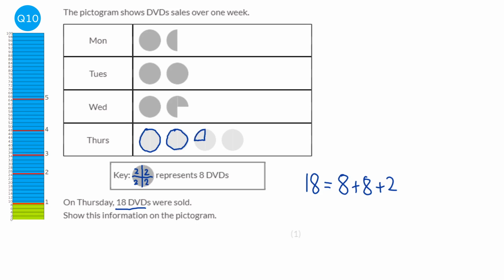And so that would be 8 for the first one, 8 for the second one, and then this little quarter will represent 2, which altogether is 18.